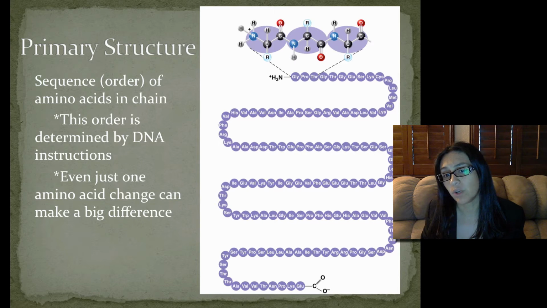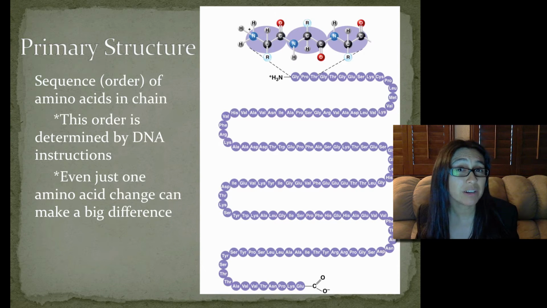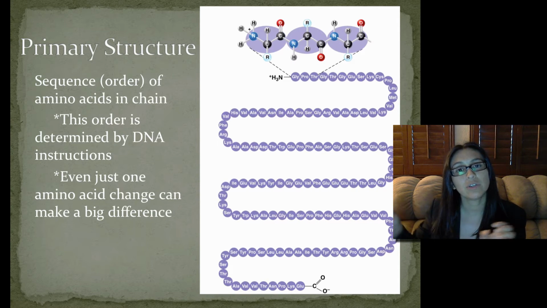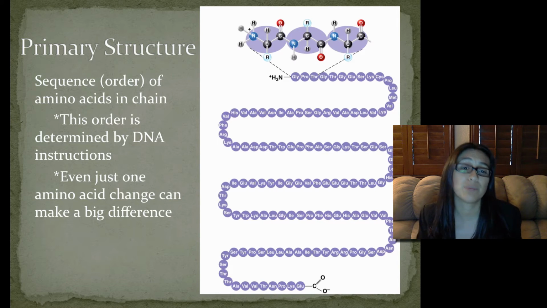If we are talking about a mutation that is favorable, which is more rare, it could happen, but changing the amino acids could create a better protein, but it's highly unlikely. So that primary structure, again, is simply which amino acids are you connecting together in what order, and that's determined by the DNA.